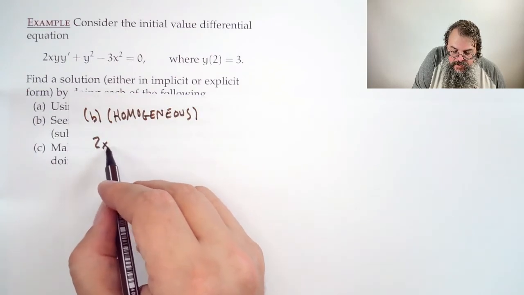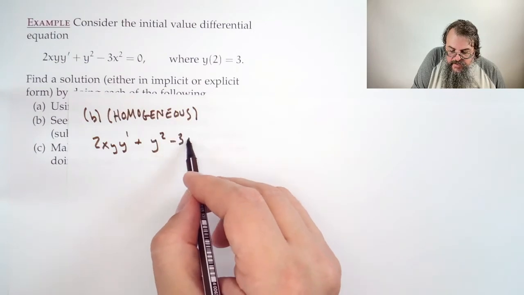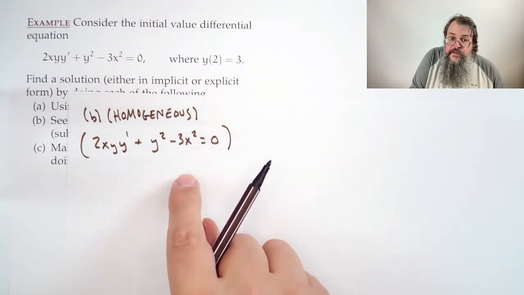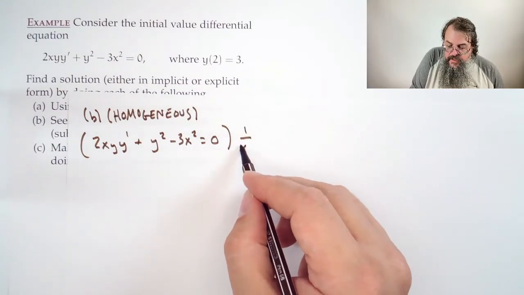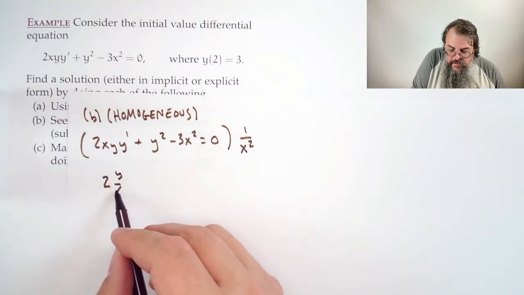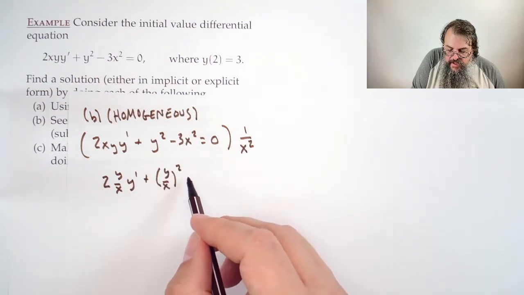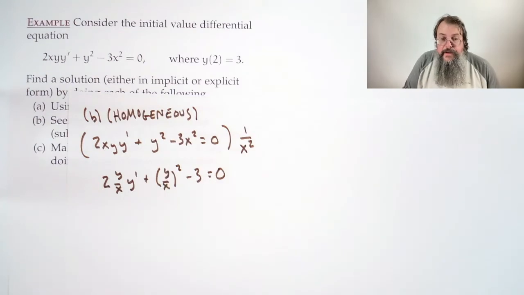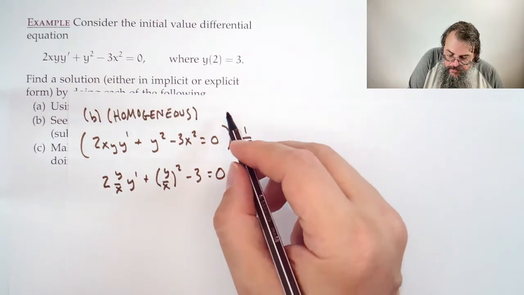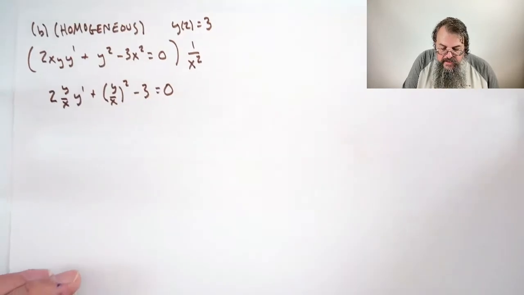So starting with our equation, what we do is we're going to multiply by something so that everything looks like a y over x. Now, since everything's of degree 2, you'd multiply by 1 over x squared. So this becomes 2 y over x, y prime, plus y over x squared minus 3 equals 0. And, oh yeah, let's recall y of 2 equals 3.